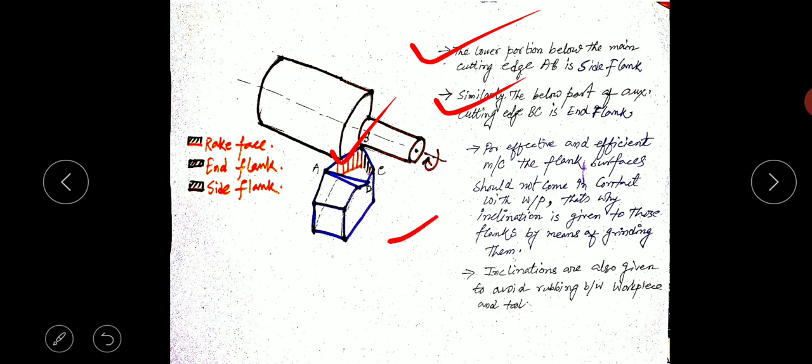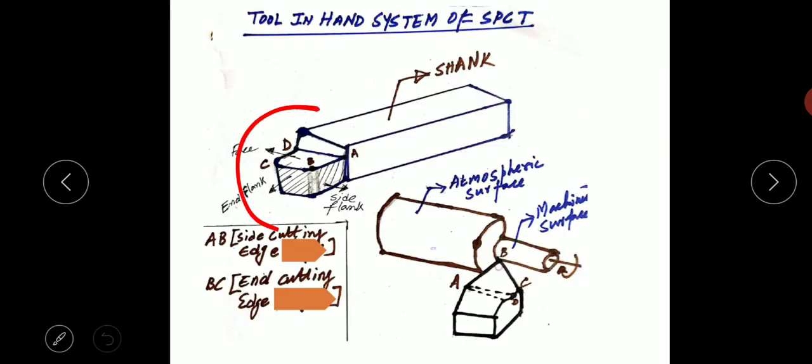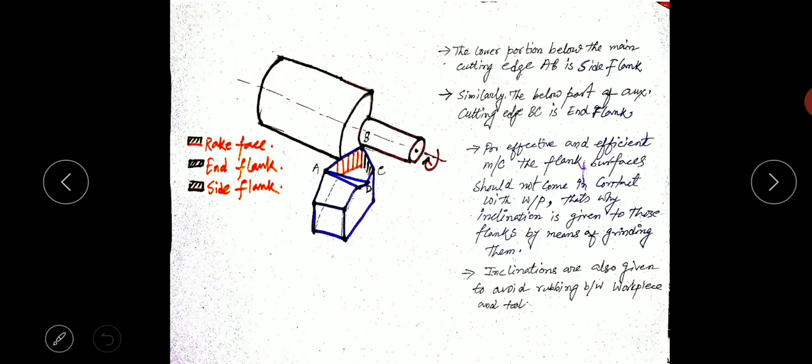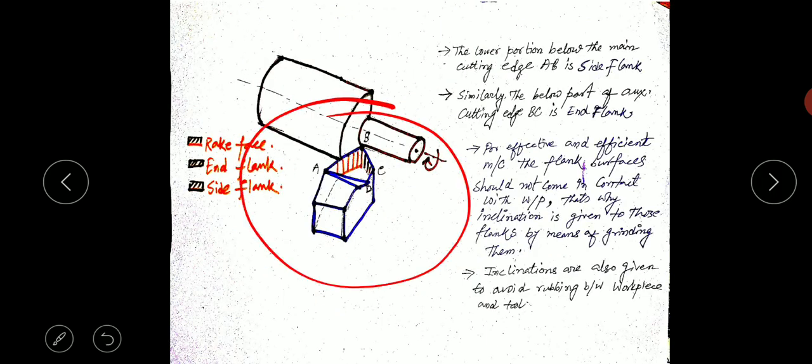As I have mentioned earlier, for effective and efficient machining, the flank surfaces should not come in contact with the workpiece. That's why inclinations are given to those flanks by grinding them. Inclinations are also given to avoid rubbing or friction action. If you see this diagram, you can visualize how the end flank and side flank are represented in this tool.